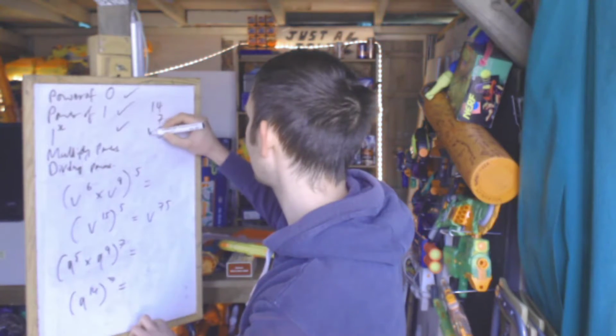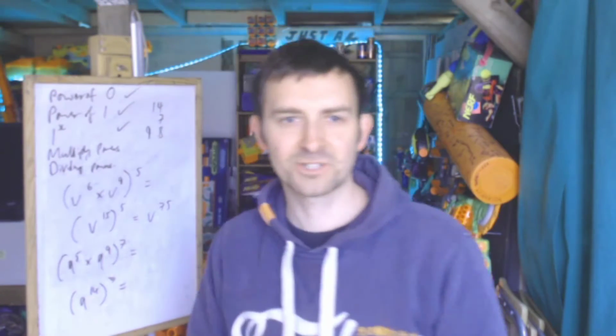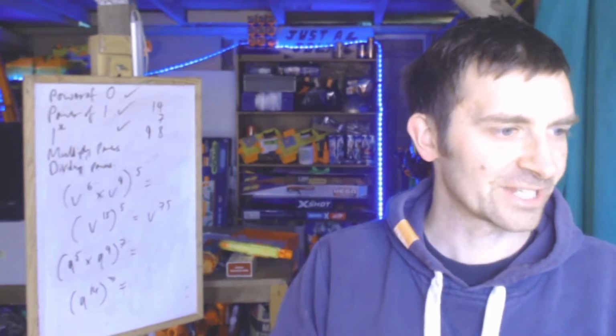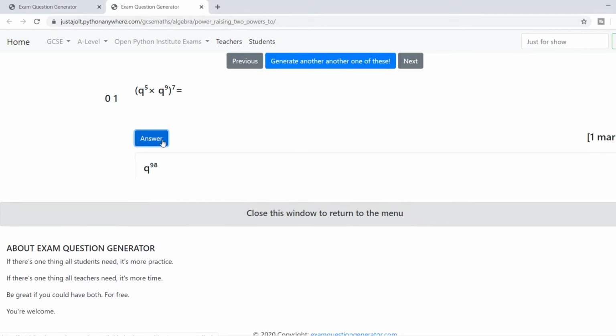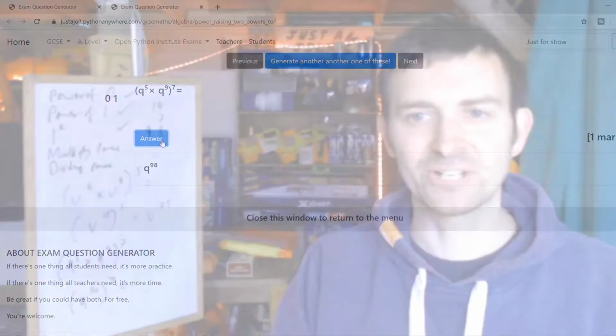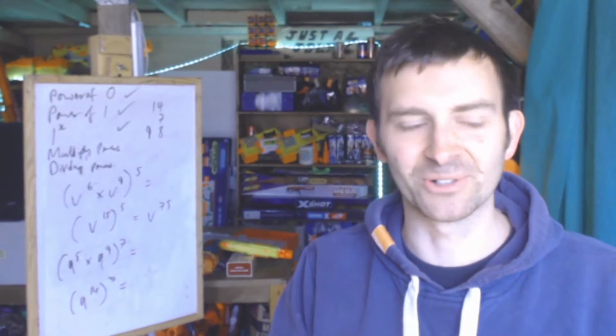28, 7 times that, going to be 98. So we should have, just watch me fail at this now. The answer to this should be q to the power of 98, which it is. That makes me so happy. Look at that. Jolt's got skills.